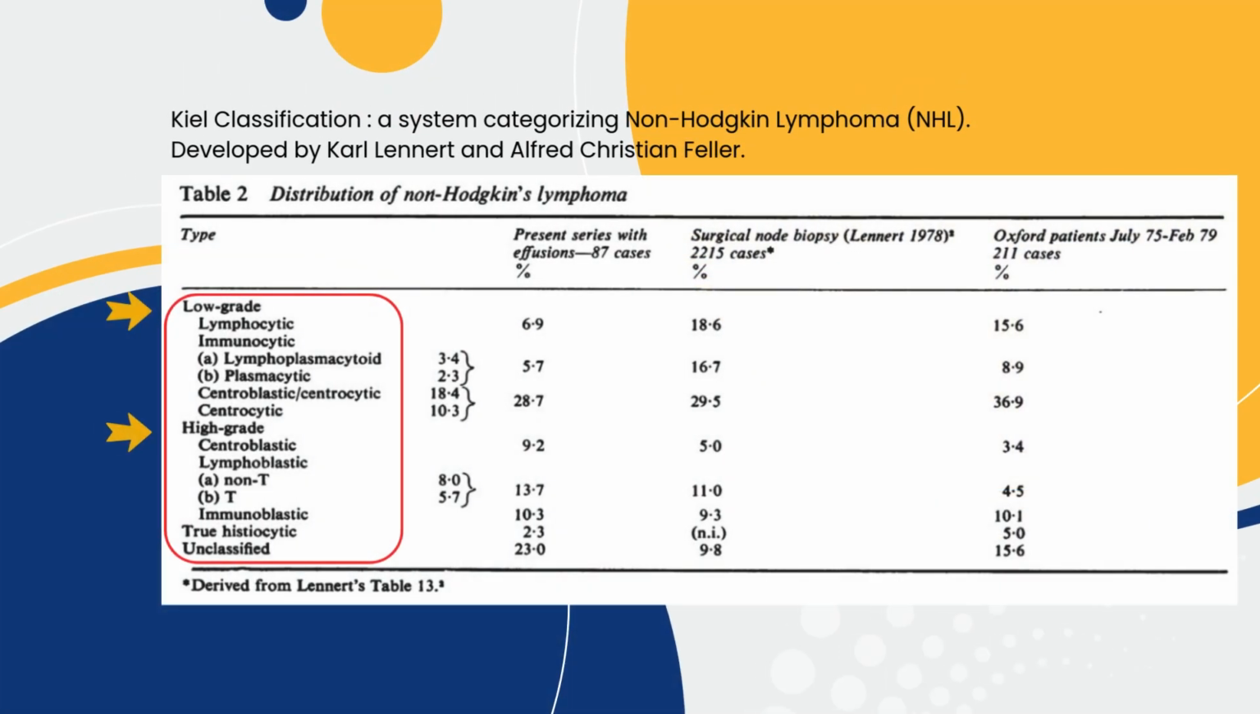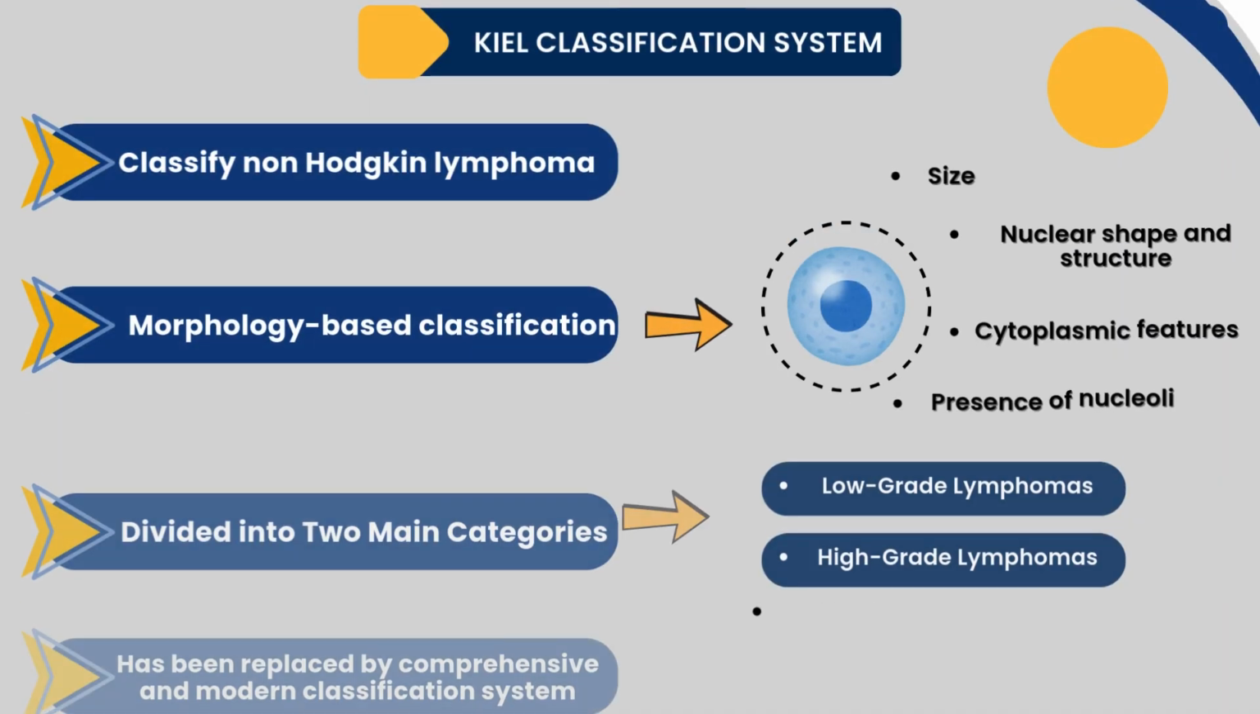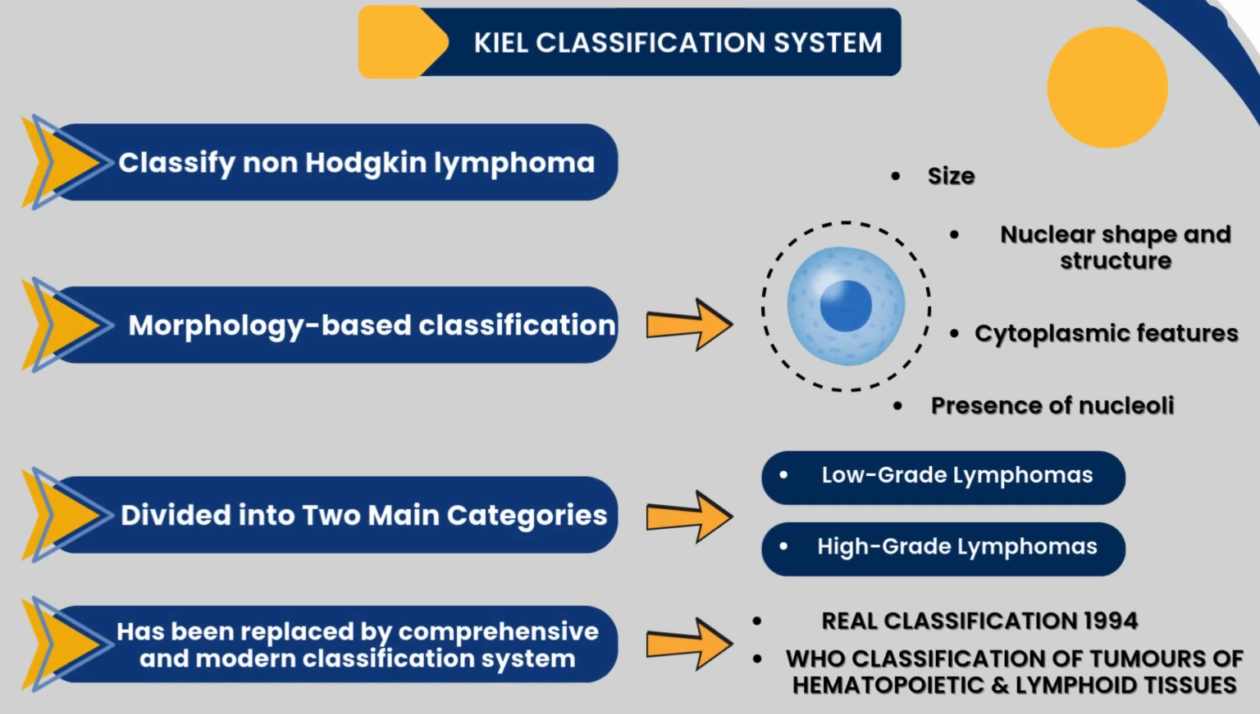Kiel classification is a system categorizing non-Hodgkin lymphoma, developed by Karl Lennert and Alfred Christian Feller. This system distinguishes between high-grade and low-grade non-Hodgkin lymphomas and further subdivides them into distinct entities. The Kiel classification system, developed in the 1960s by the Kiel Lymphoma Study Group in Germany, was historically used to classify non-Hodgkin lymphoma based on cellular morphology.